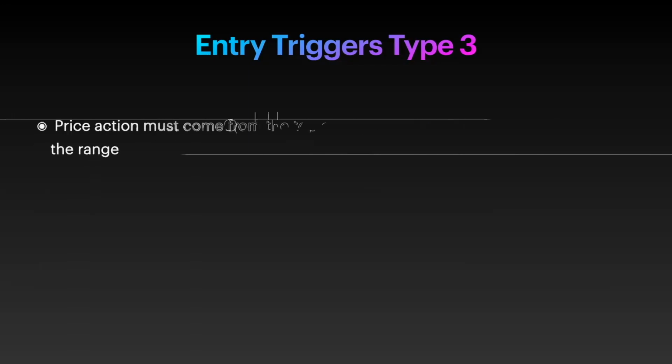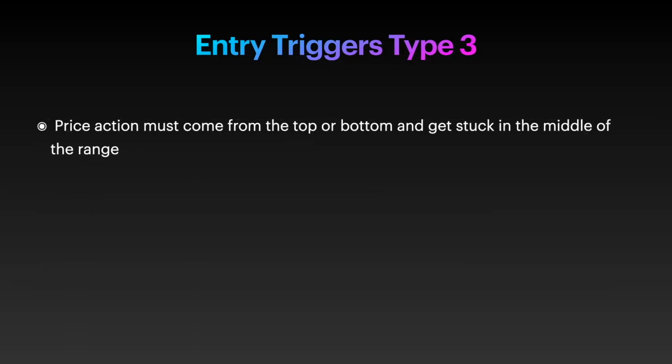Type 3 triggers. Price action must come from the top or bottom and get stuck in the middle of the range. We want these type 3 patterns to come from the top or the bottom and get stuck in the middle. You've got to start questioning yourself: if price comes from the top or the bottom and it gets stuck in the middle, why? Why is it getting stuck in the middle?